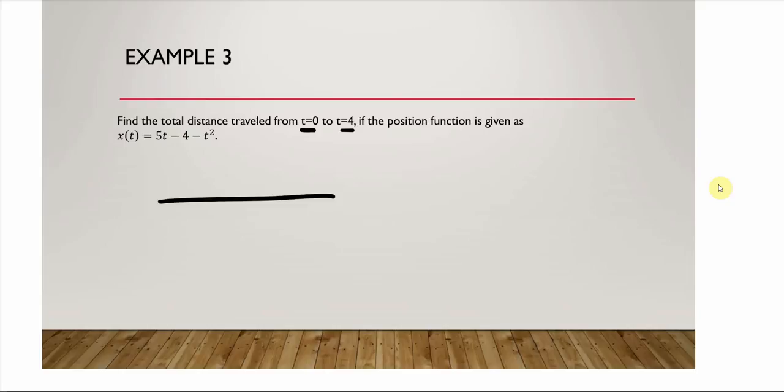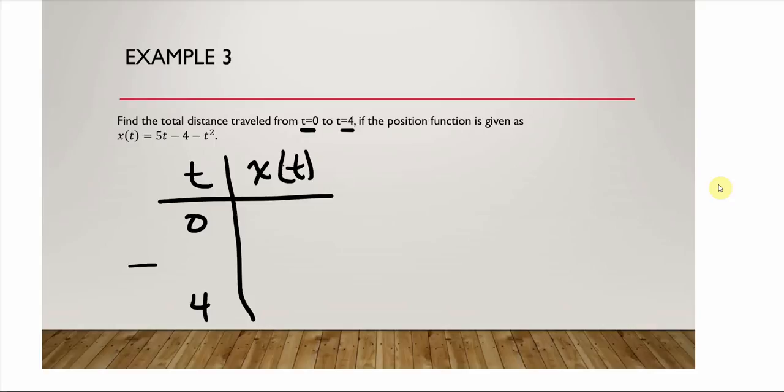So what I'm going to do is make a little table here, and this is going to be t, and this is going to be my position at those important points. Now, what are my important points? The beginning and the end, and right here where it changes direction. Well, a particle is going to change direction when the velocity is going to equal 0. So I'm going to find my velocity function. My velocity function is going to be 5 minus 2t.